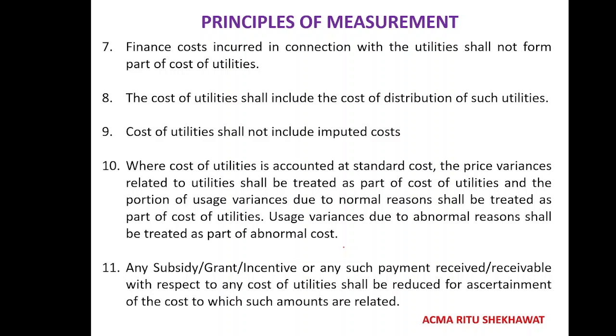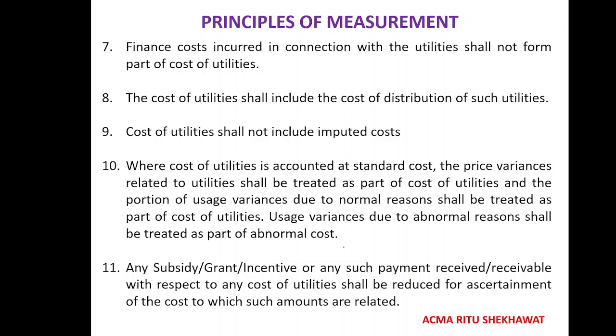So point number 10 says if you have set any standard, and according to that you identify the cost, and accordingly if there is any variance with a normal reason, it will be absorbed in the cost of utility, and if it is due to an abnormal reason, then that will be directly taken and adjusted in the P&L account.